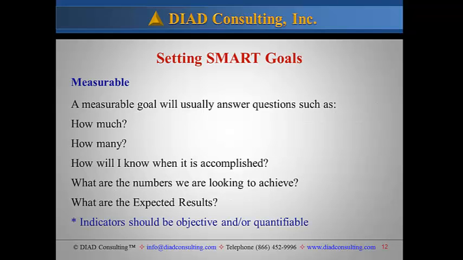A measurable goal will usually answer questions such as, how much? How many? How will I know when it's accomplished? What are the numbers that we are looking for to achieve? What are the expected results? Indicators should be objective and or at least quantifiable. It's okay to use subjective criteria, but they need to be somehow quantifiable and somehow defined. Then it can be a good measure still.